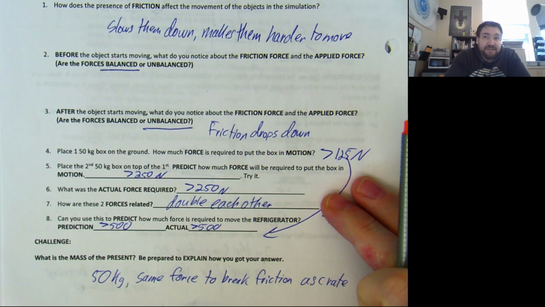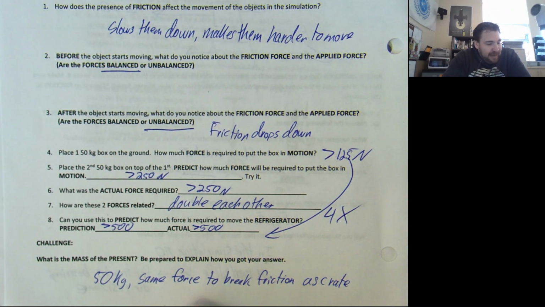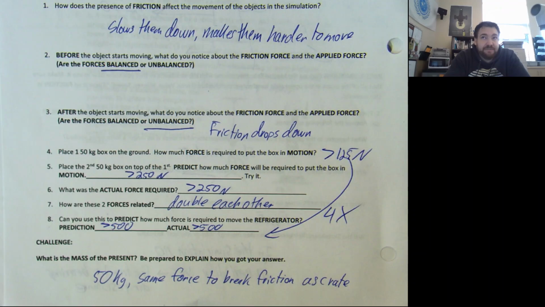And then if you took a look at the present, the present required the same amount of applied force to get moving as the crate did, which means the present had to have the same mass as the crate did. Because they both required 125 newtons, the force maxed out at 125. Anything bigger than 125 got them moving. Because that's true, the two masses had to be the same, the mass of the present and the mass of the crate. So a bit of a preamble into the world of friction.